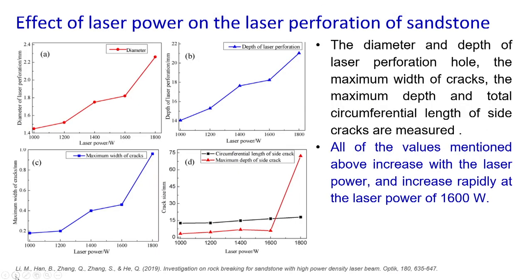As far as the graphical analysis is concerned, let us find out the effect of laser power on the diameter. On the y-axis we have taken the diameter of laser perforation. We varied the laser power from 1000 to 1800 watt. You can notice that as the laser power increases up to 1600 watt, there is enhancement in the diameter. However, there is a significant jump from 1600 to 1800 watt. The diameter increases from about 1.8 mm to a little more than 2.2 mm when we increase from 1600 to 1800 watt.